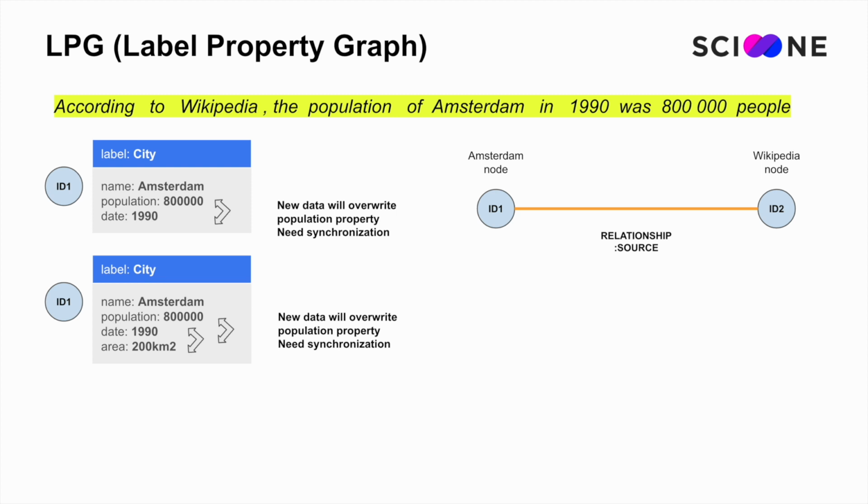At first, it seems easy enough. We just create the population and the date property. There are two problems with this approach. First, properties are key-value pairs. This means that any new information, for example the population in 2023, will simply override the previous data. The second problem is ambiguity grows as new data is added. Let's say that we learn that the area of Amsterdam is 200 square kilometers. In that case, we're not sure to which data point the property date refers to. What got measured in 1990, the population or the area?